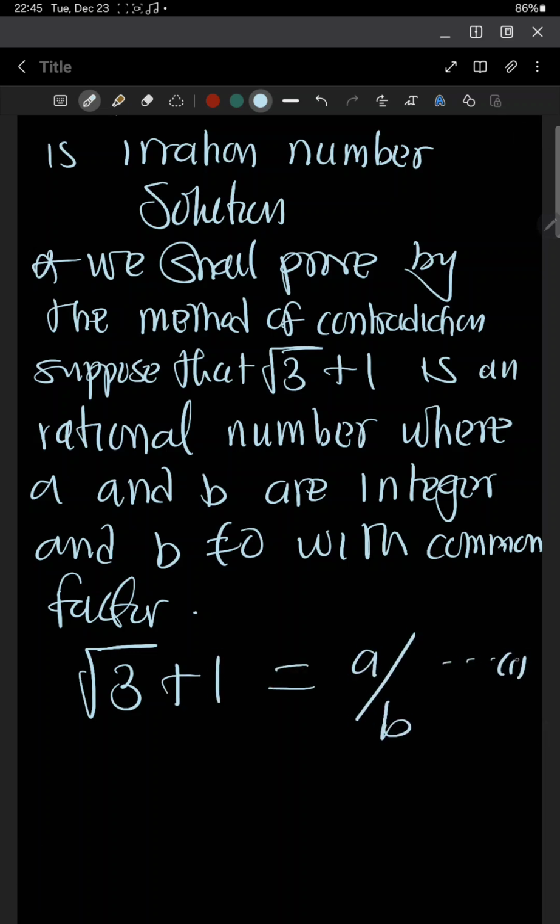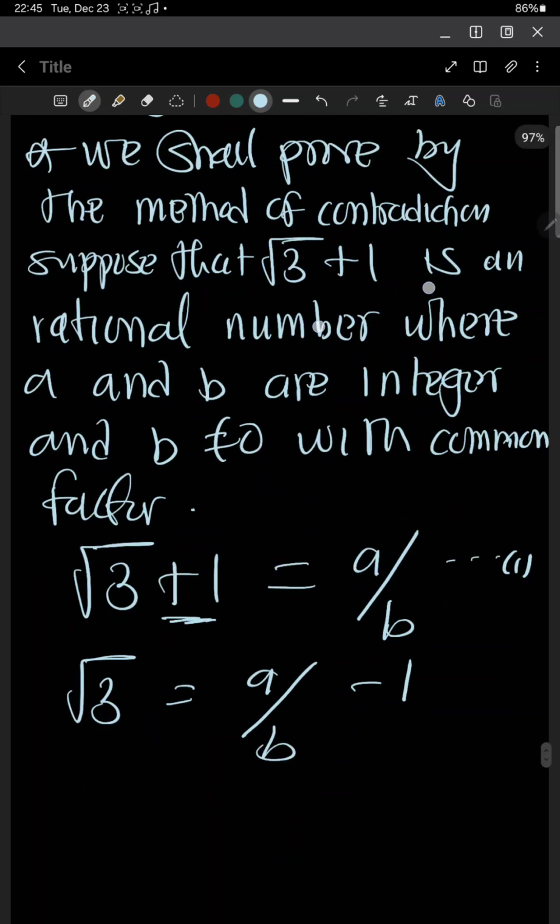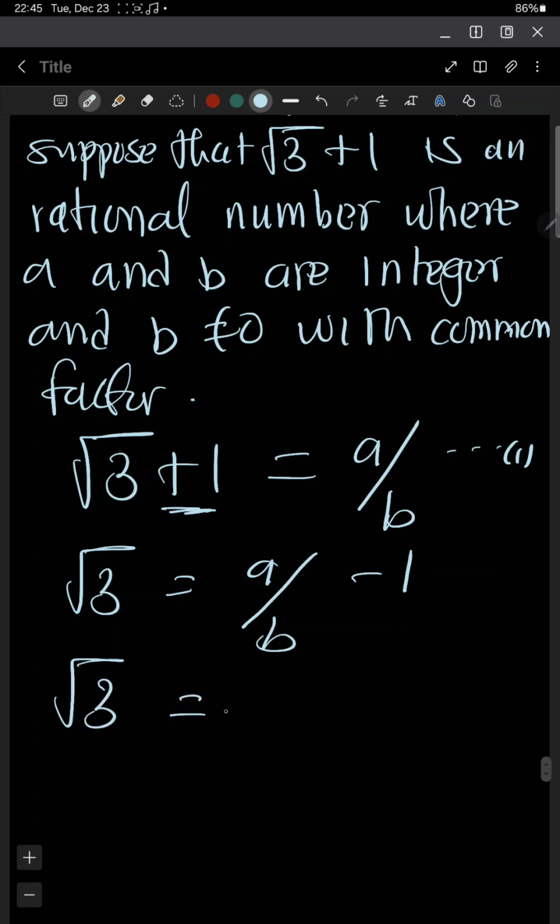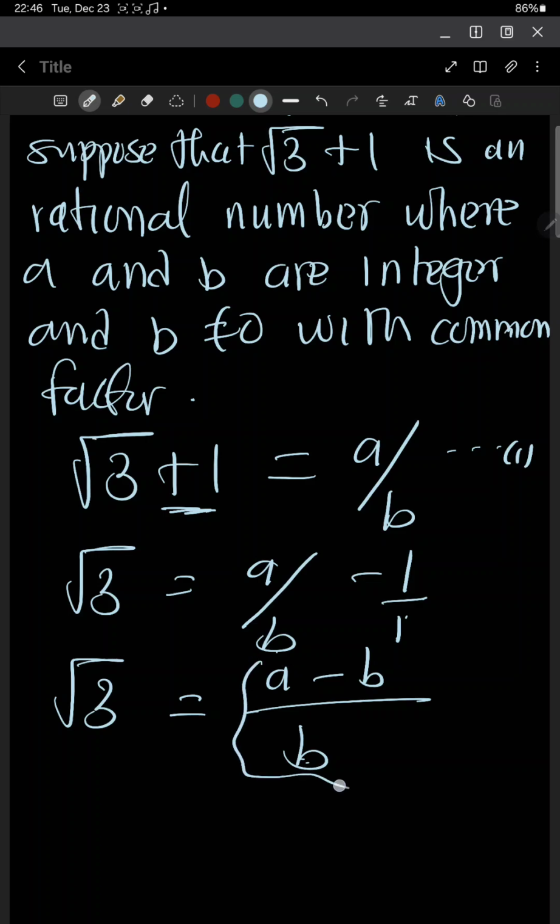That is our equation 1. Here you need to be careful, don't say square both sides. First of all, you say square root of 3, find the additive inverse for positive 1. It is negative 1, it will be A over B minus 1. After doing that, square root of 3 is equal to (A minus B) over B. So we'll say that is our equation 2. This is a rational number, this part.